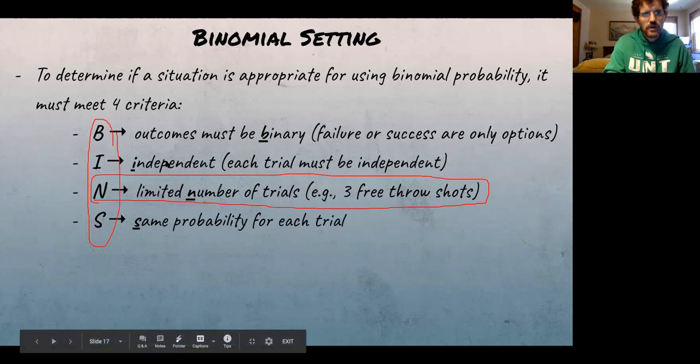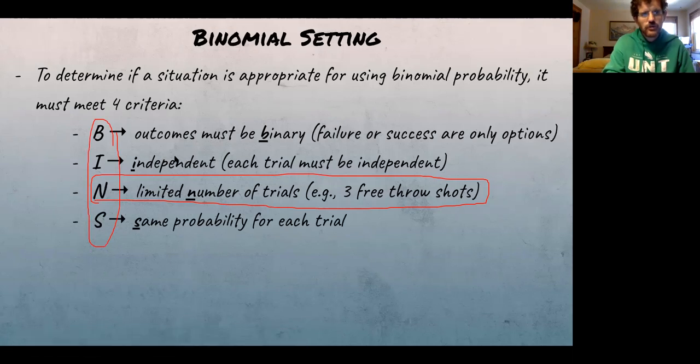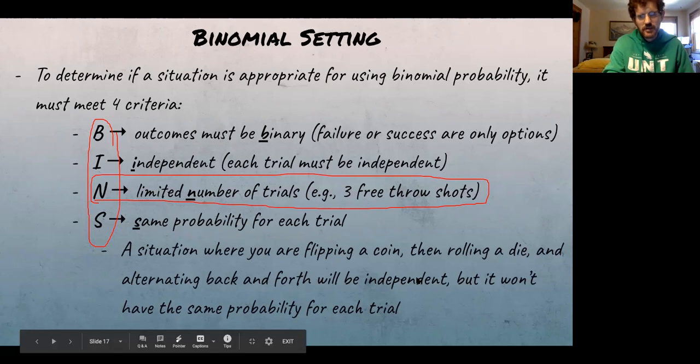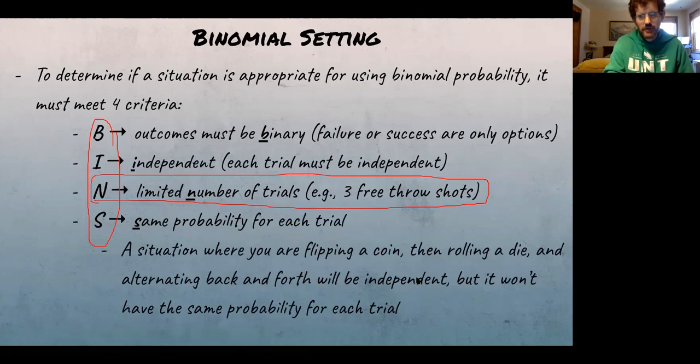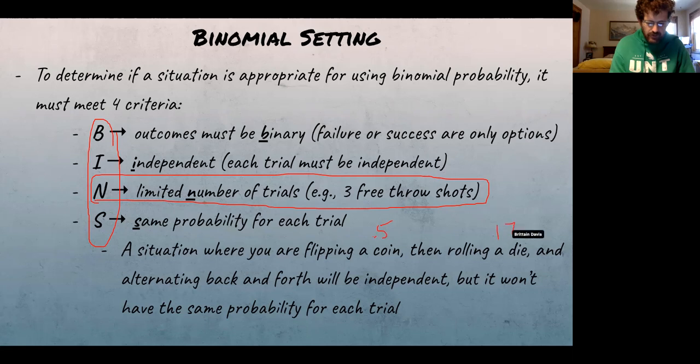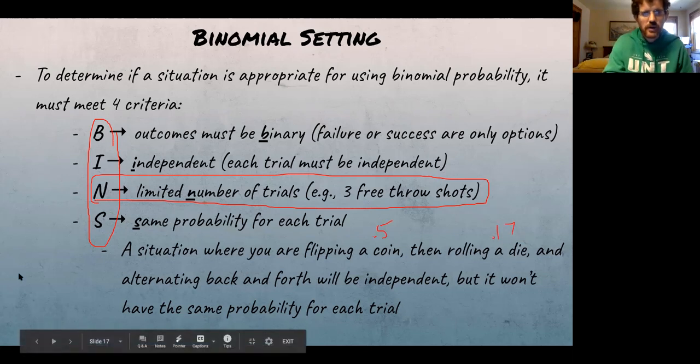We're going to run through this with a few examples. As far as these two, independent and same probability, just to touch on those a little bit more, 2 trials can be independent without having the same probability. Like flipping a coin, then rolling a die, then flipping a coin and rolling a die, back and forth. Yes, they're all independent. One doesn't affect the other, but you go from a 0.5 probability of success here to a 0.17 probability here, and you just alternate back and forth. So in that case, this would not work for a binomial calculation.